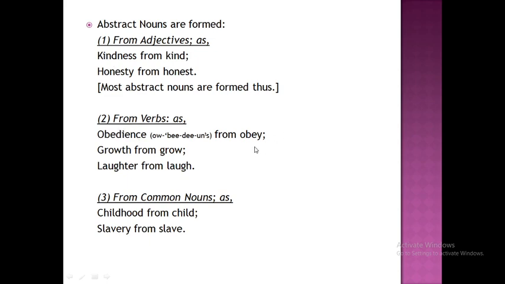With the help of verbs, obey is a verb. With the verb obey, we got obedience. With the verb grow, we got growth. With the verb laugh, we got laughter. So with the help of verbs, we can form the abstract nouns, and ultimately forms from common noun. So child is a common name, and we got childhood. Slave is a common name, so ultimately slavery comes in picture. So these are the ways to form the abstract nouns from adjective, verb, and common nouns. Next slide.